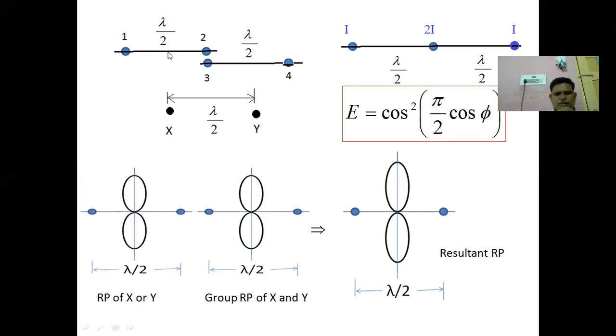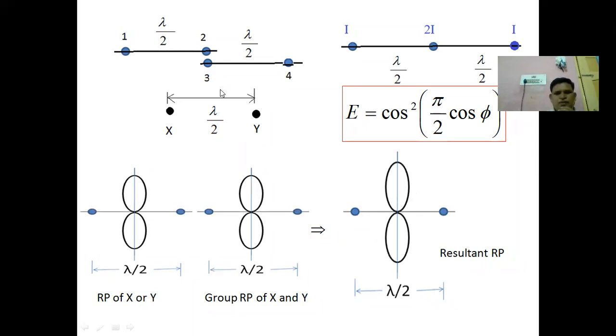If I take this as a point source, the middle point is the point source for this group x, and 3 and 4 is another group. The middle point for this group is y. See here, this is the y. Now the distance of separation between these two center points is lambda by 2 only. Therefore, the distance of separation between the point sources in the group pattern is also lambda by 2. Therefore, the group pattern is similar to the individual pattern. If you multiply these two, the resultant pattern also comes like this.